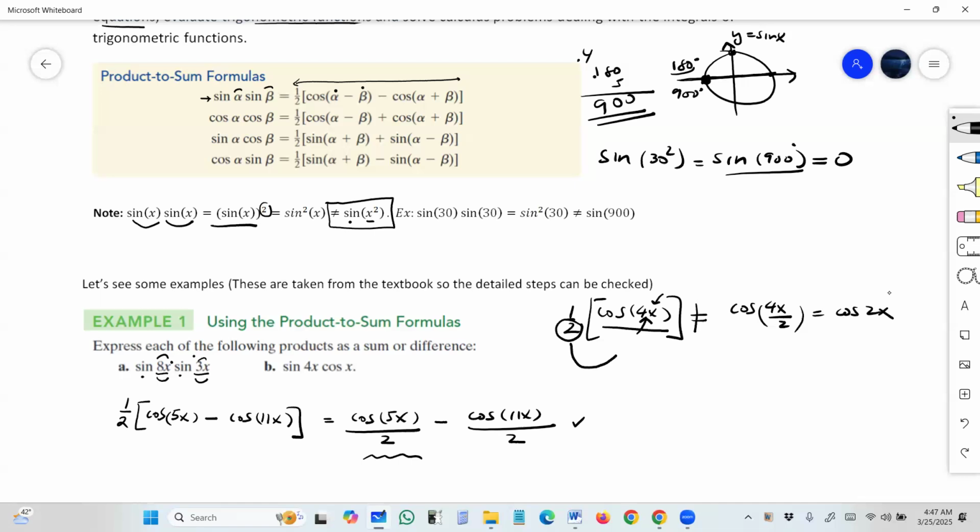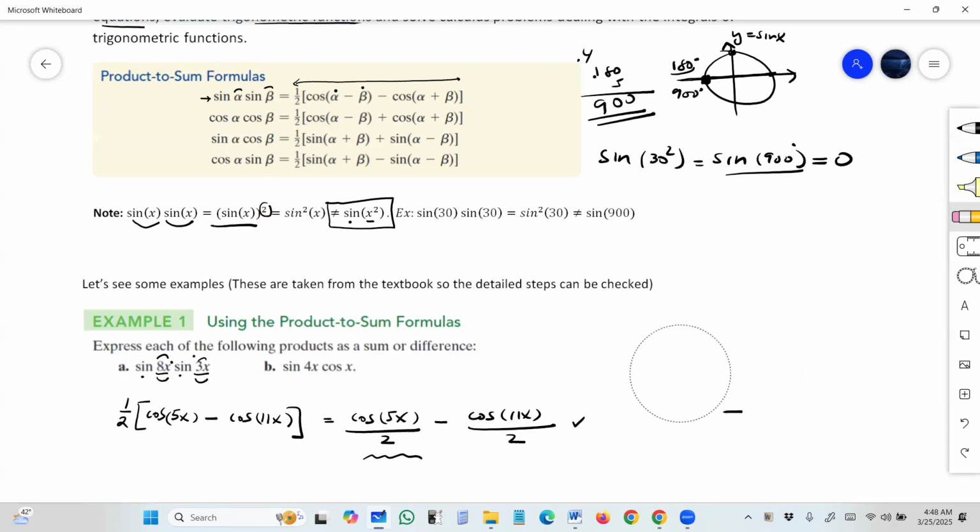So make sure that you understand this. It's a common mistake. So 1/2 times cosine 4x would be cosine 4x, all of it, over 2. Not this, okay? All right, so make sure that you understand that.